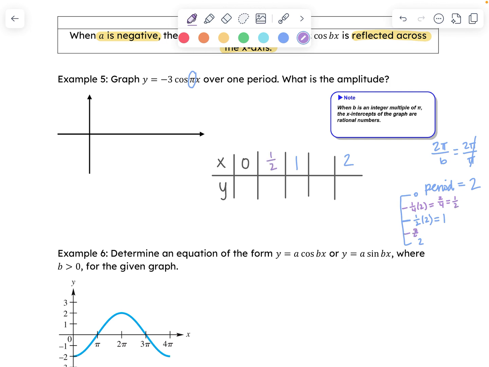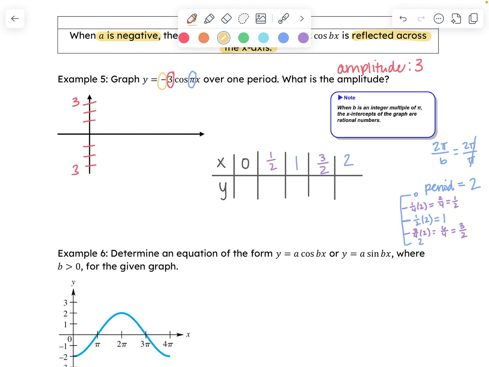And 3/4 of 2 is 6/4, or 3/2. There's no more pi in my graph here. Now let's talk about amplitude. We've got a 3 right here, so my amplitude is going to be 3. So I'm going to go up 3 and down 3.